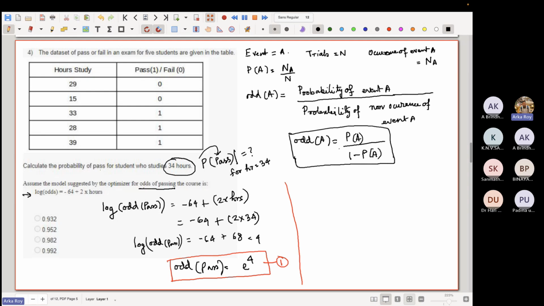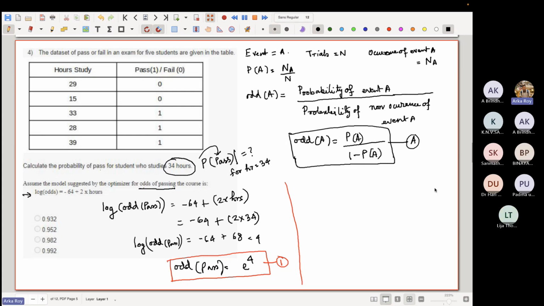Now in the question they have asked us to find the probability of pass. So we have this particular relation, let's say relation A. From this relation we can get a closed form solution for P of A. This is very easy. I can write it as odd of pass multiplied with 1 minus probability of pass is equal to probability of pass.